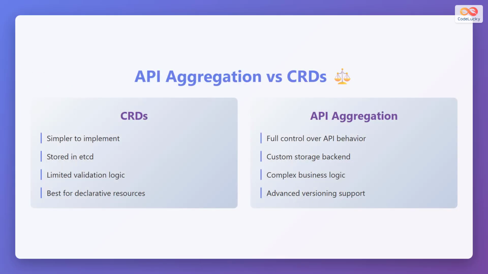Let's compare API aggregation with custom resource definitions, or CRDs. CRDs are simpler to implement and store their data directly in etcd, Kubernetes' default database. They work well for declarative resources but have limited validation logic. On the other hand, API aggregation gives you full control over API behavior. You can use custom storage backends instead of etcd, implement complex business logic, and benefit from advanced versioning support. While CRDs are great for simple use cases, aggregation is the way to go when you need maximum flexibility and control.